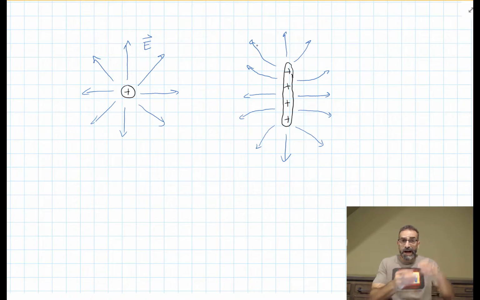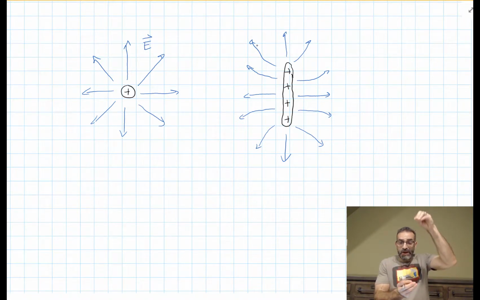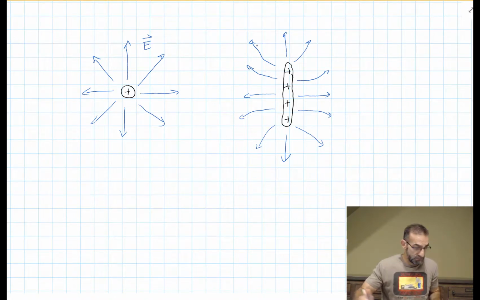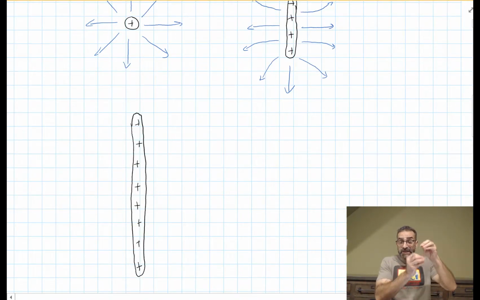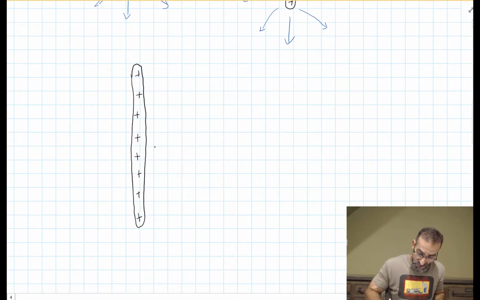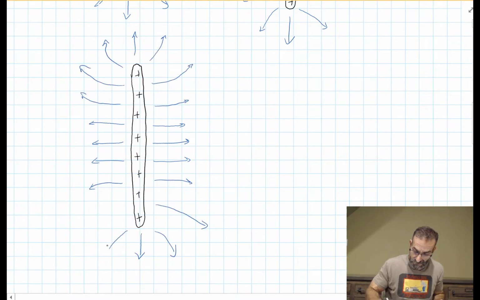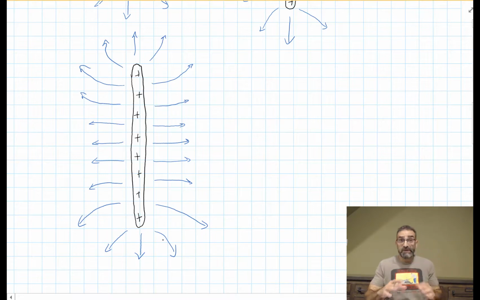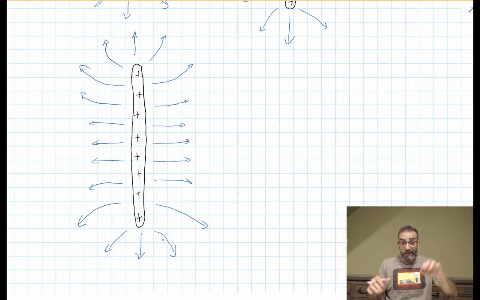But if I could take my rod and spread it out, make it even longer, let's see what happens. If I could spread that charge out over a longer rod, the electric field at the center of that rod would look very uniform. And as we moved away from the center, we would see those lines starting to spread out the way I drew it.